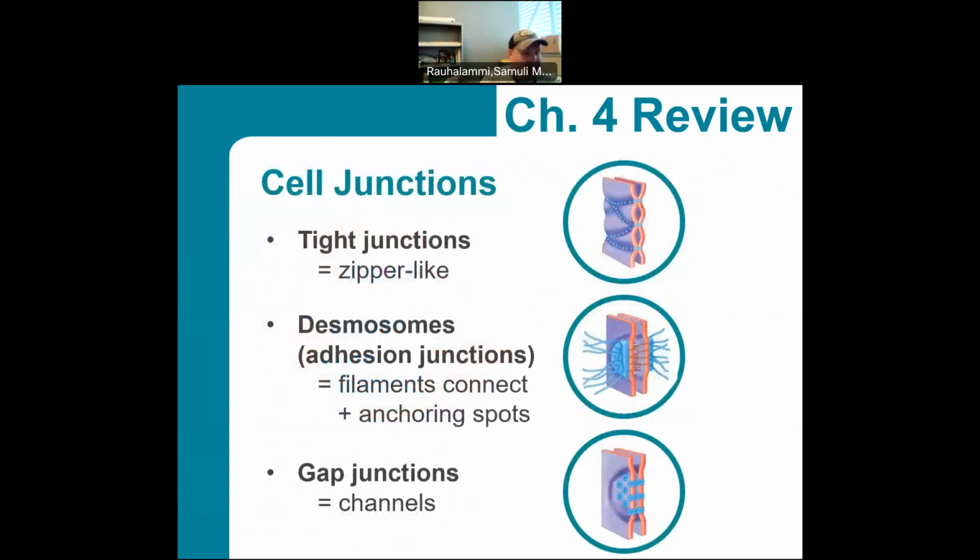Cells are connected to other cells with various different kinds of junctions. Tight junctions are more zipper-like structures. Desmosomes, also known as adhesion junctions, have filaments that connect from one cell to another and provide anchoring spots, especially for the filaments and other structures within the cytoplasm of the cell. Gap junctions are channels from one cell to another, facilitating easy passage of material from one cell to another.